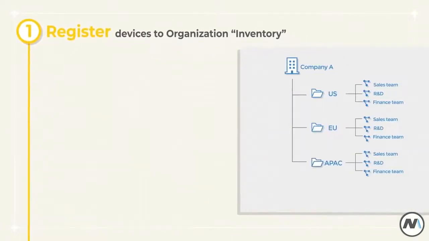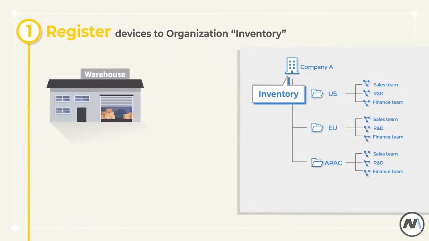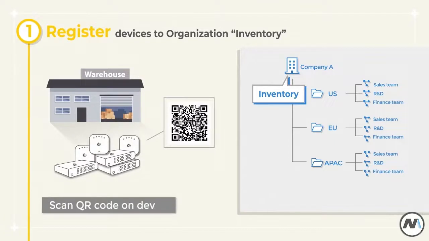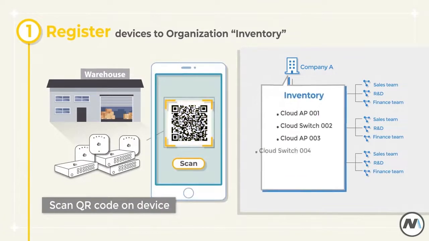First step is to register the device to EnGenius Cloud. Scan the QR code on your device or enter the serial number manually to see the device added to the organization inventory.